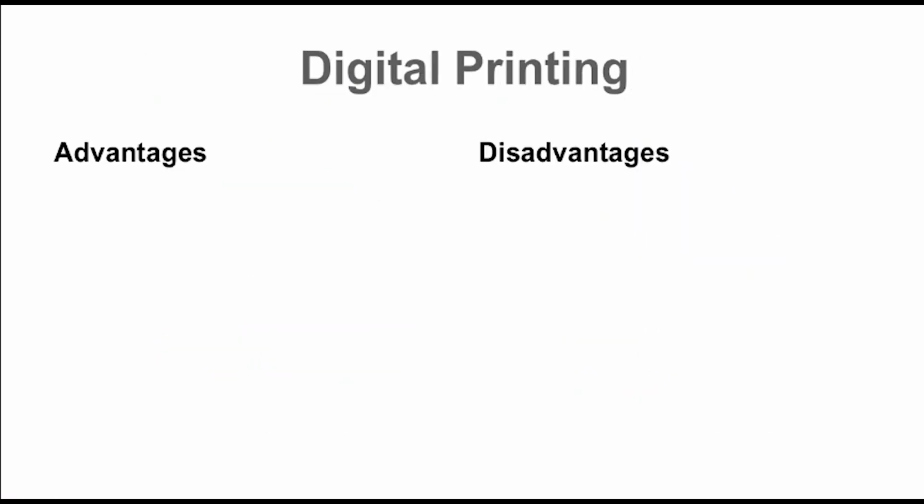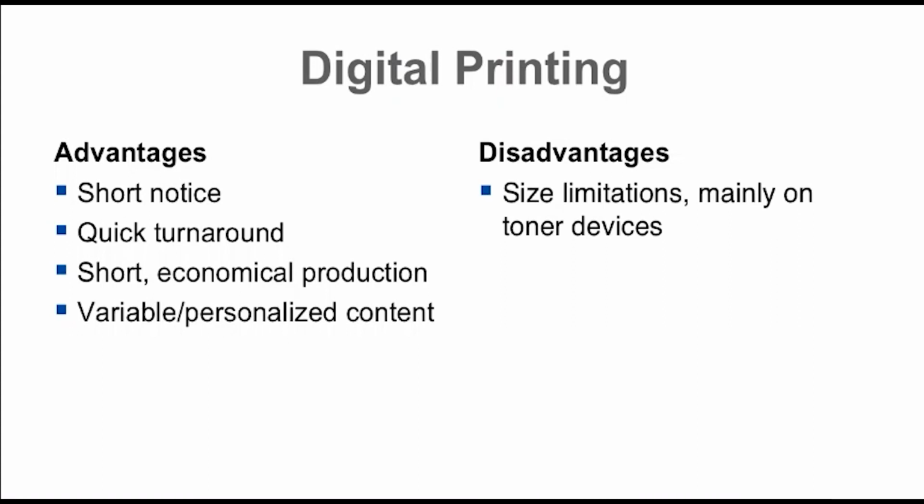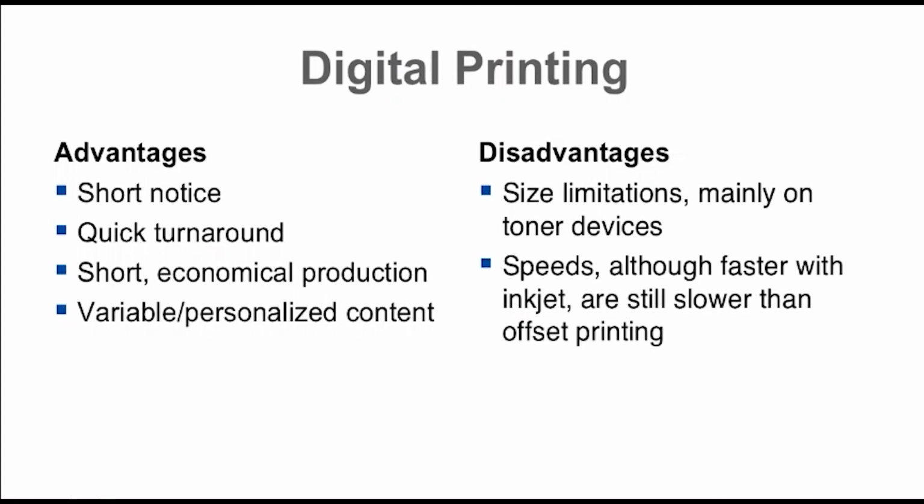Some advantages of digital printing is the ability to print jobs on short notice because of the quick turnaround time. For short runs, digital printing is very economical in terms of print production. But the biggest advantage of digital printing is the ability to print variable and personalized printing or content. Disadvantages of digital printing are some size limitations, mainly on the toner-based devices. And also disadvantages are speeds, although the speeds are faster with inkjet, but they're still slower when compared to offset printing.